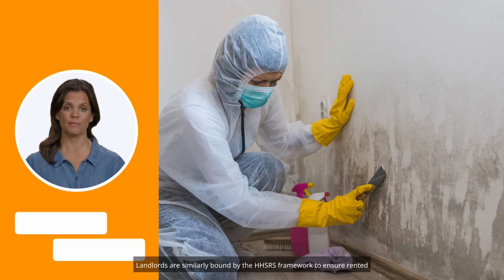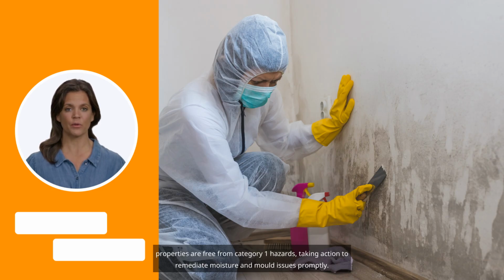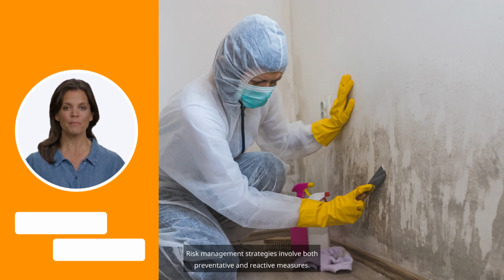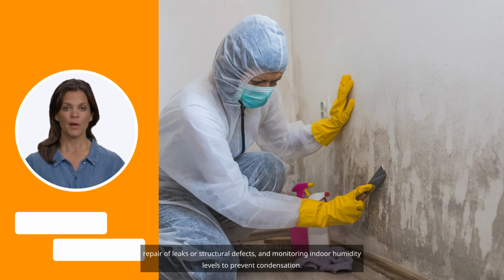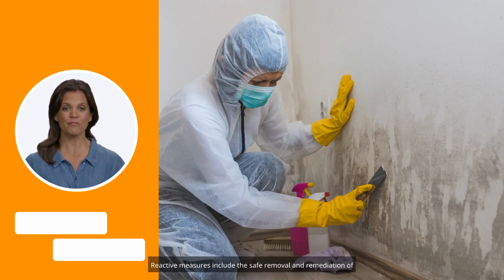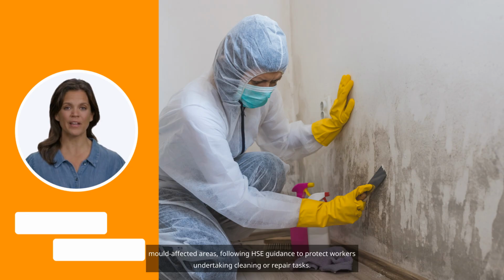Landlords are similarly bound by the HHSRS framework to ensure rented properties are free from Category 1 hazards, taking action to remediate moisture and mold issues promptly. Risk management strategies involve both preventative and reactive measures. Preventative approaches include regular building inspections, prompt repair of leaks or structural defects, and monitoring indoor humidity levels to prevent condensation. Reactive measures include the safe removal and remediation of mold-affected areas, following HSE guidance to protect workers undertaking cleaning or repair tasks.